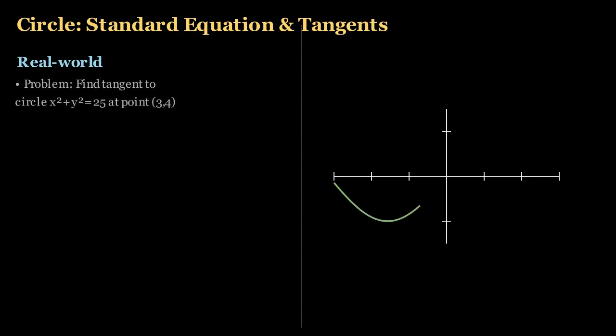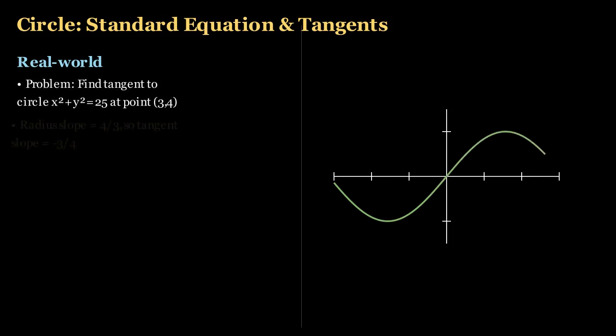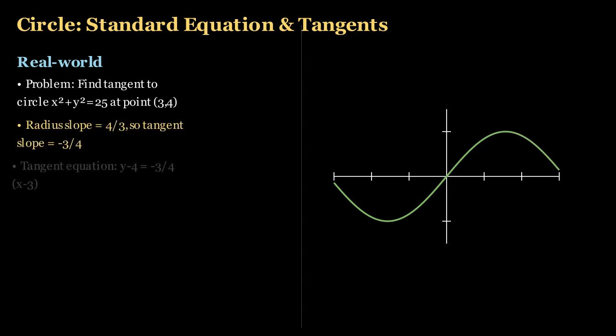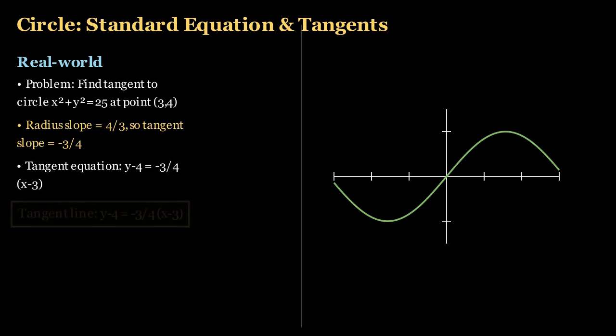Now use the point-slope form of a line with the point (3, 4) and this slope. We get y minus 4 equals negative 3/4 times (x minus 3). This line just grazes the circle at your seat, giving your instant direction of travel. The whole idea is that a circle's tangent is simply a line perpendicular to its radius at the point of contact.